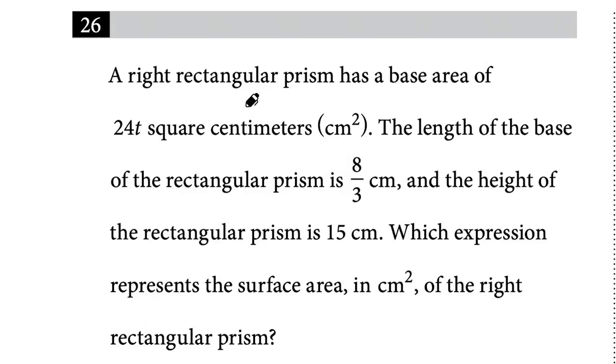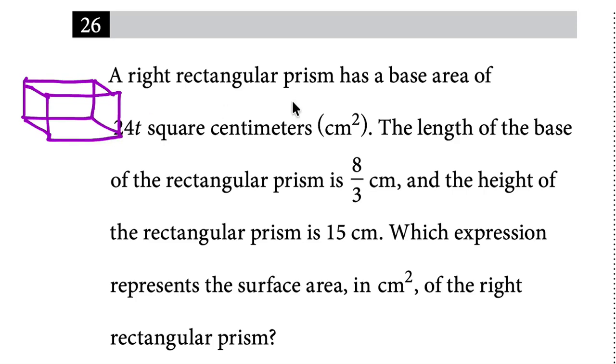Number 26, a right rectangular prism has a base area. A right rectangular prism is actually a cuboidal box, which you bring from the markets whenever you go for shopping. So it's something like this, a cuboidal box. It has a base area of 24t centimeter square.